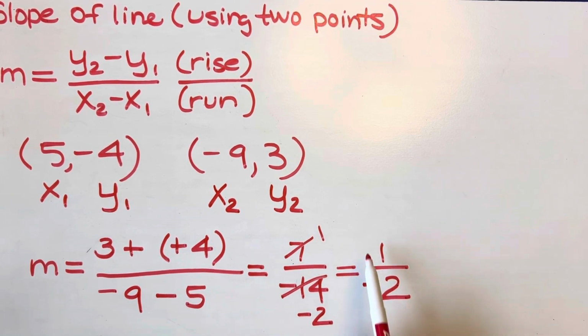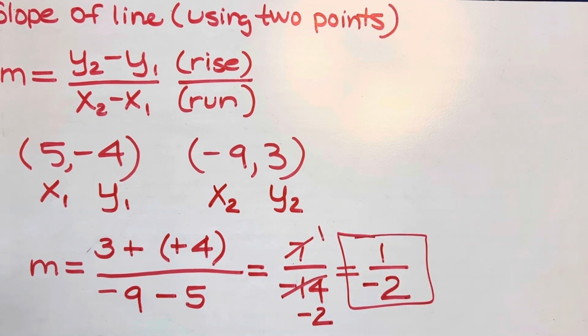So now I'm finished, and the slope of my line is -1/2. And that is how I calculate the slope of a line using 2 points.